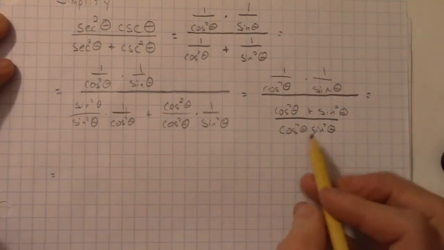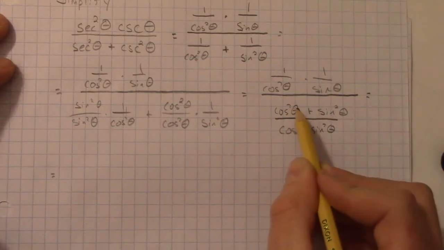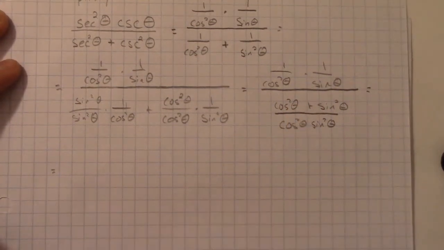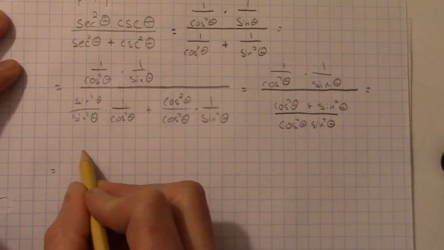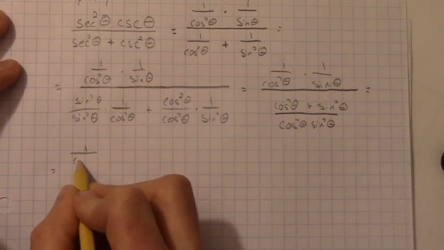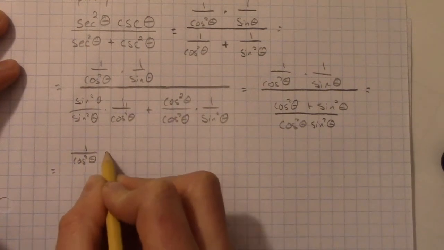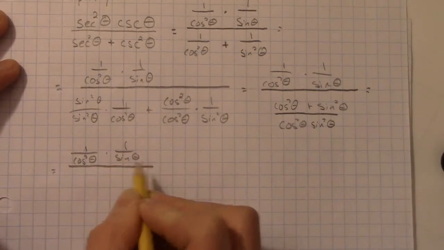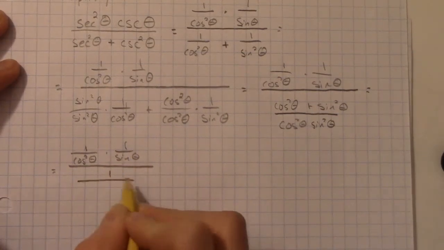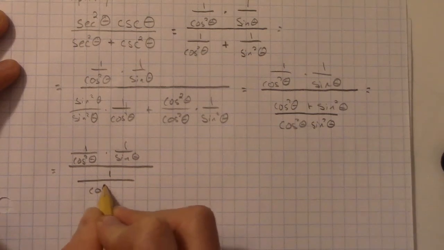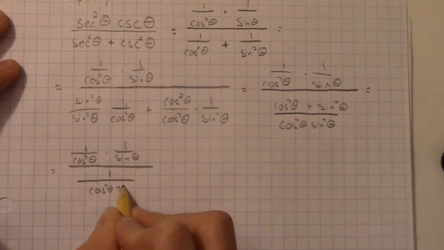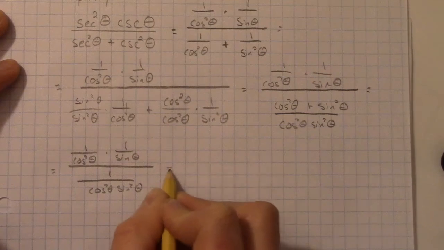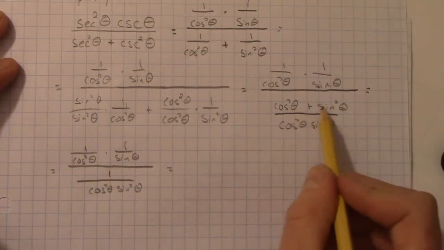So let's see what happens here. Cosine squared theta plus sine squared theta is 1. So let's see. My numerator is still 1 over cosine squared theta times 1 over sine theta. My denominator is now 1 over cosine squared theta sine squared theta. And again, that is because of the Pythagorean identity.